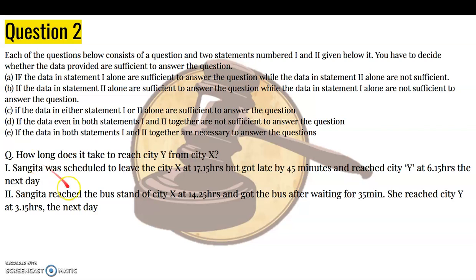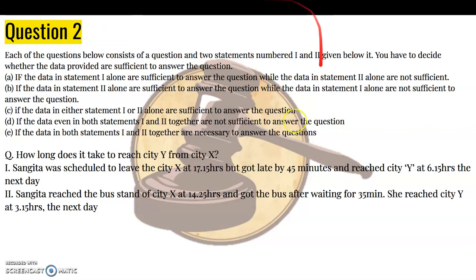Similarly, option number 2: Sangeeta reached the bus stand at 12:25 and got the bus after waiting for 35 minutes, and she reached at 3:15 the next day. So we don't need to calculate. You just know that you are able to calculate it successfully. So you can find how long it takes to reach city Y from city X. So the answer will be C here, that both the statements together can answer the question.